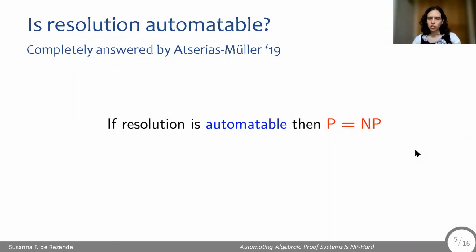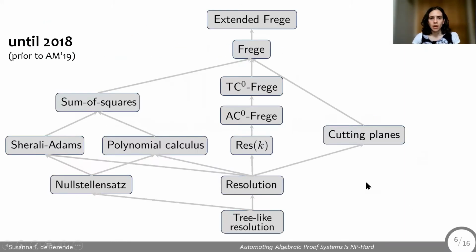This was a major breakthrough result. But I think that in order to really appreciate it, we need to see a bit of the history of automatability. Here we have a hierarchy of proof systems. Just note that resolution is somewhere down here. Up here we have extended Frege.